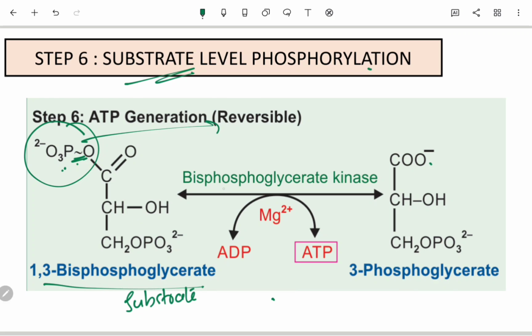So as you can see here, with the help of bisphosphoglycerate kinase, ATP generation is happening here, and this phosphate group is taken up into the ADP molecule, and then ADP is getting converted to ATP, and the resultant compound, the product of the reaction, doesn't have the high energy bond, and that is known as 3-phosphoglycerate. Because at the first position, there is loss of the phosphate group. Now it becomes the 3-phosphoglycerate molecule.